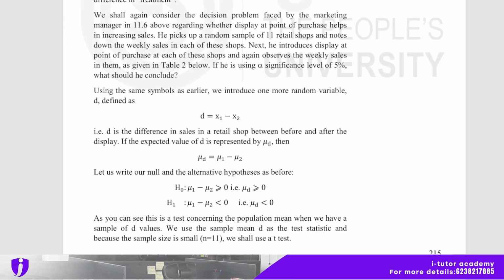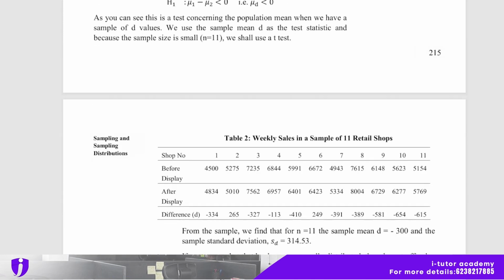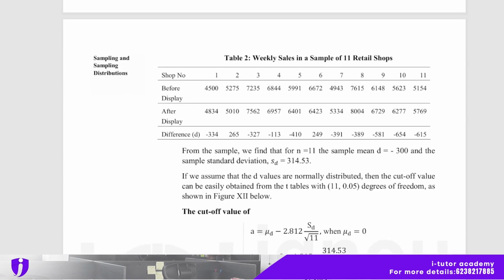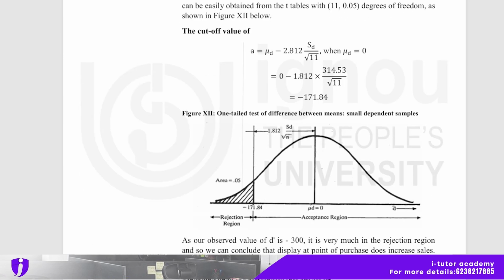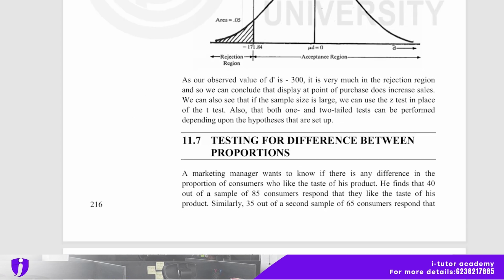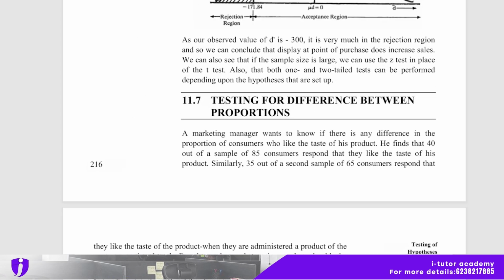Okay, and here is one table, weekly sales in a sample of 11 retail shops. Okay, based on that there is a cutoff value and figure or based explanations are there. And next one is testing for difference between proportions.